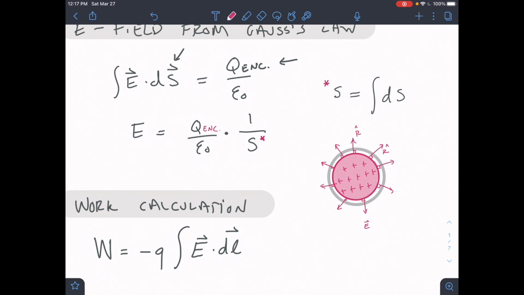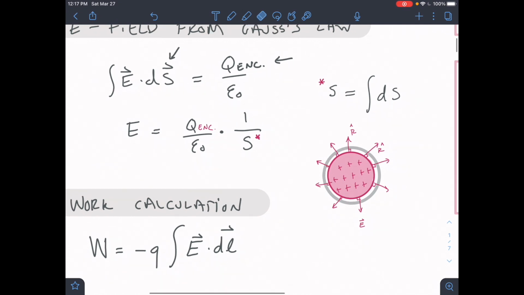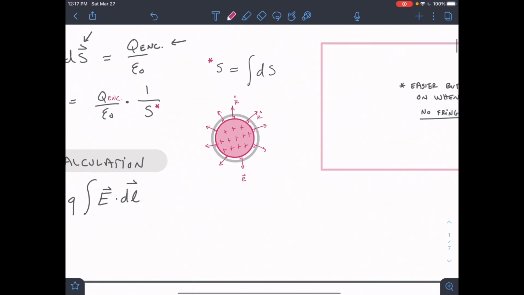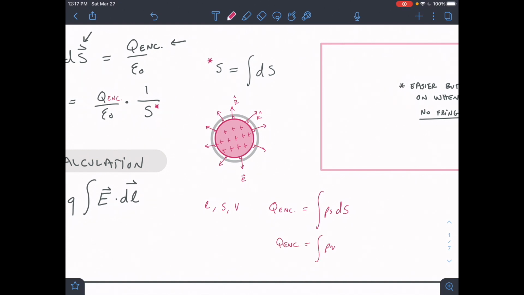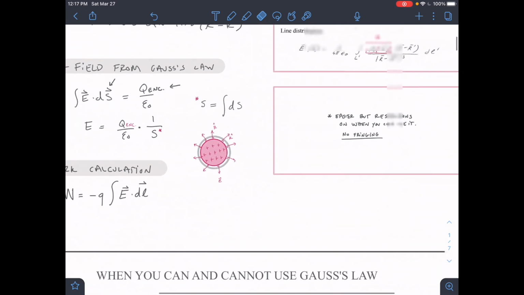Q enclosed sometimes requires some calculation. Like I said before, you might see a charged line, a charged surface, or a charged volume. So Q enclosed could be equal to, say, my surface charge density multiplied by the surface area, or it could equal the volume charge density multiplied by the volume. So in this case, if I have a sphere, it would be this. I have an equation sheet lower down that I'll point to, so you don't have to remember these. I just want to intro it and get it in your mind.